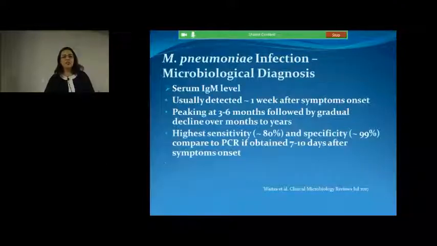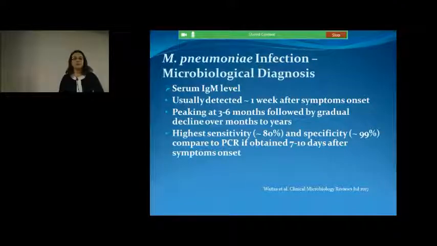The IgM usually is detected around 1 week after onset of the symptoms, peaks in 3 to 6 months, and then is followed by a gradual decline over months to years. It has the highest sensitivity and specificity when compared to PCR if it's done 7 to 10 days after the symptom onset. So it is not very helpful in the clinical setting for the acute diagnosis of Mycoplasma infection.